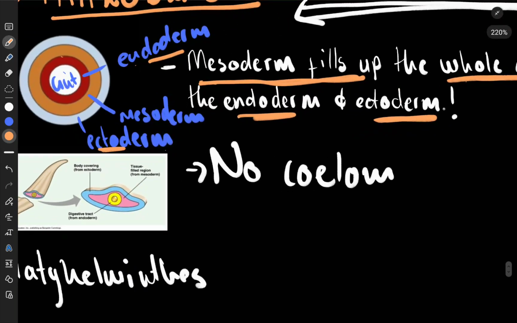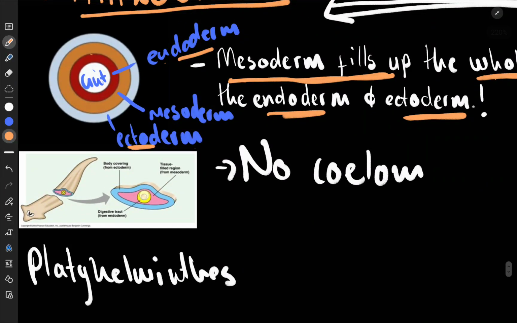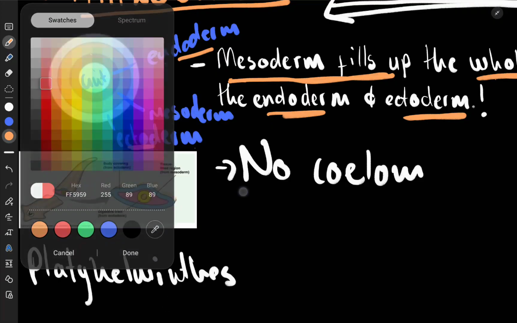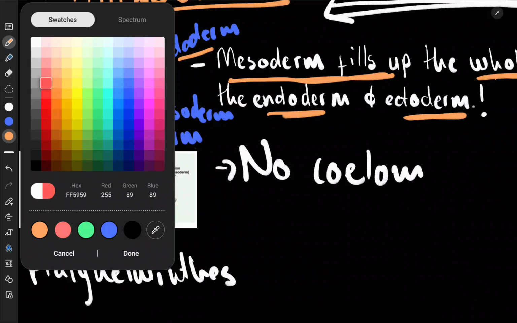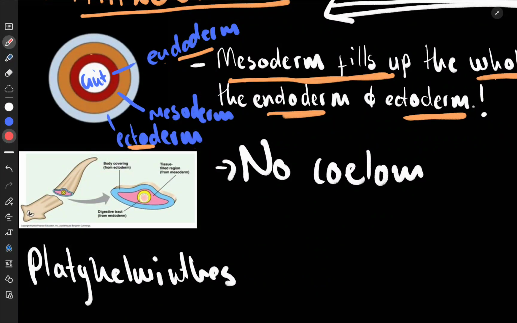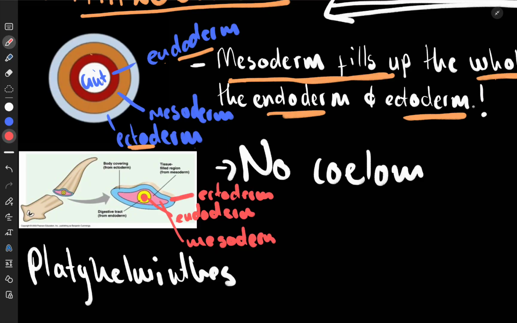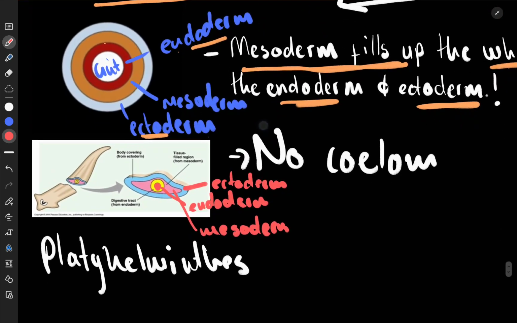Now, if you have a look at this inside, can you see here is the gut? Okay, I'll put the gut in red to make sure you can see it. Here is the gut. And then the yellow is going to be our endoderm, right? And then the pink is going to be our mesoderm. And then the blue is going to be our ectoderm. So is there a coelom here? Do we have any space? No. So it's an acoelomate.